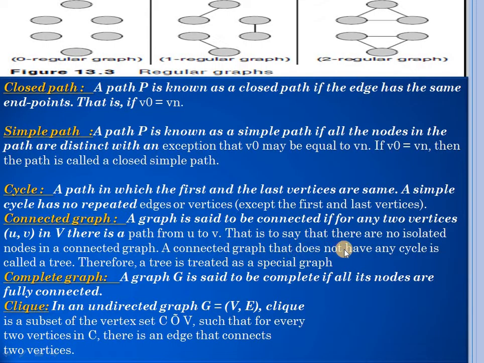A connected graph that does not have any cycle is called a tree. A tree is a connected graph where a cycle is not present. Therefore, a tree is a special graph.